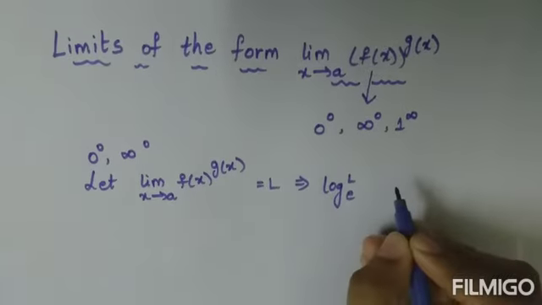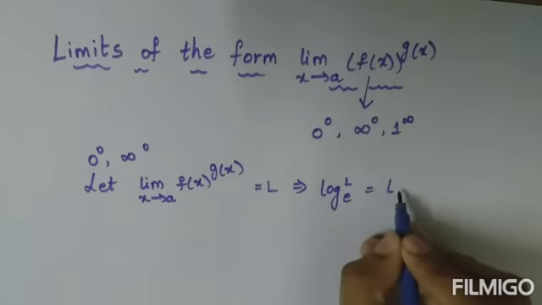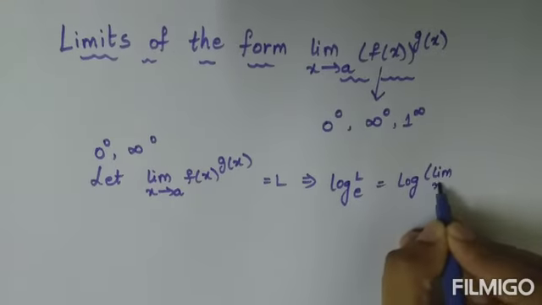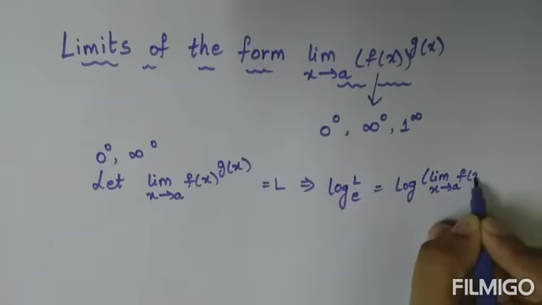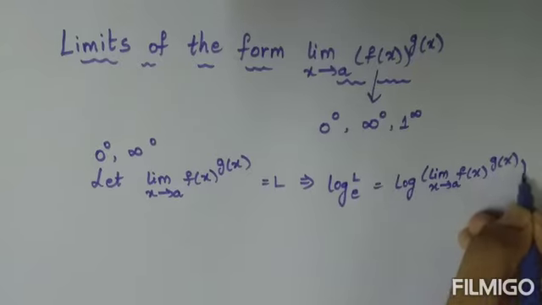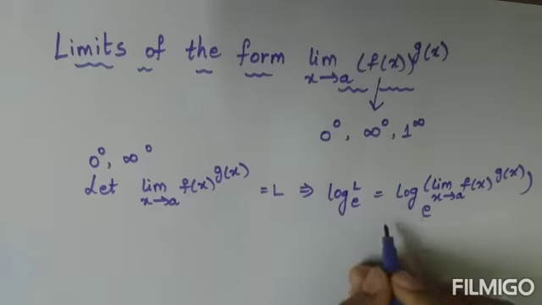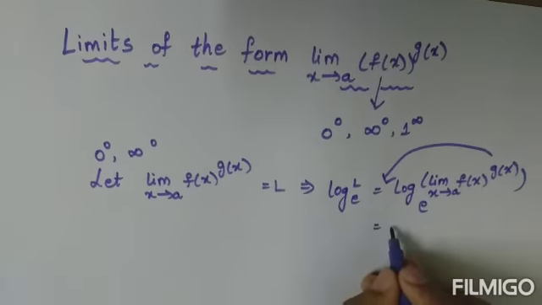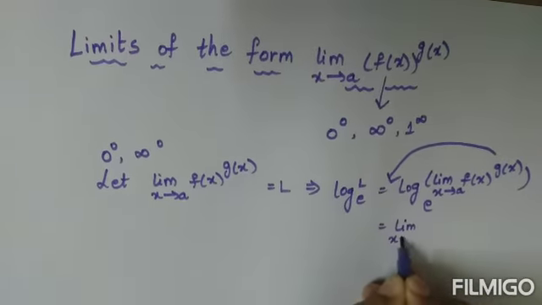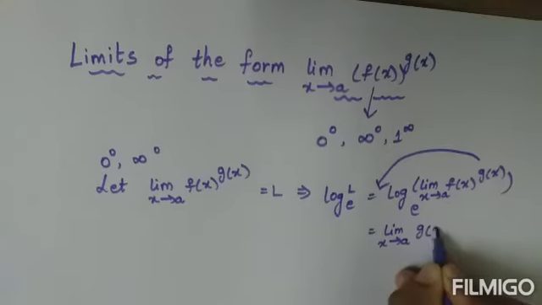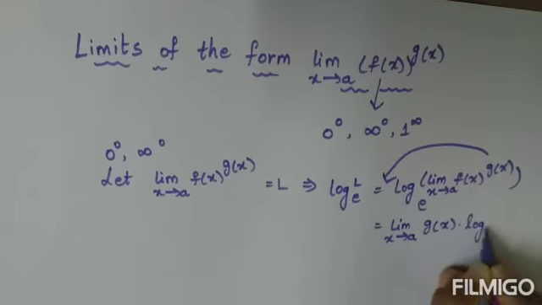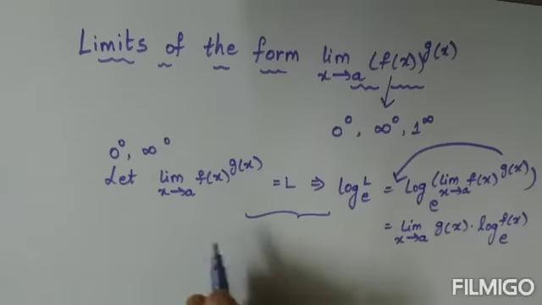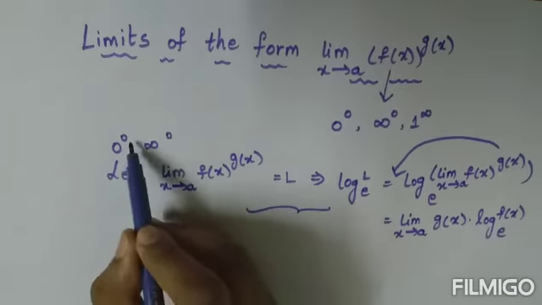So it becomes log L to the base e, which is the limit as x tends to a of log of f of x power g of x to the base e. If we expand it further and take g of x before, we get the limit as x tends to a of g of x into log of f of x to the base e.